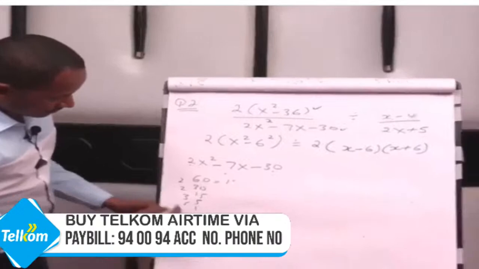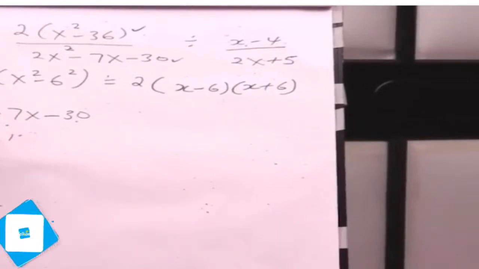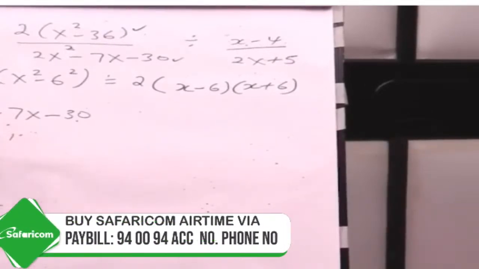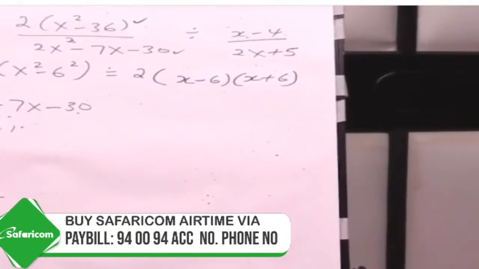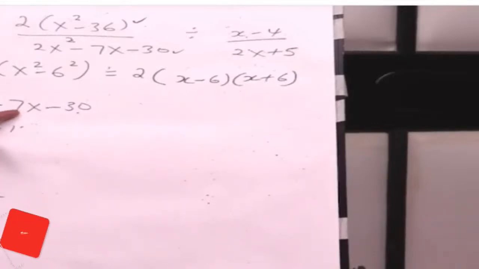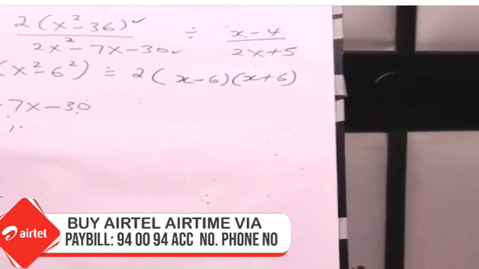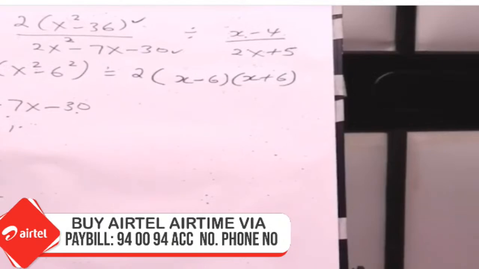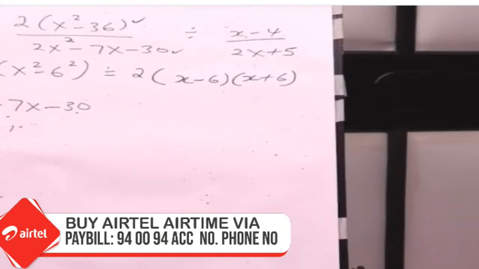So factors of 60 can be 2 times 30 or 4 times 15 or 12 times 5 or 60 times 1. So all these are factors of 60. So if you get all these factors of 60, which are two numbers, if you multiply them gives you 60, but if you add them gives you 7. If you subtract them, gives you minus 7. So here if you subtract, you get something different, around 28. This one gives you 11, this one gives you 7. So the two factors that we are looking for are 12 and 5.